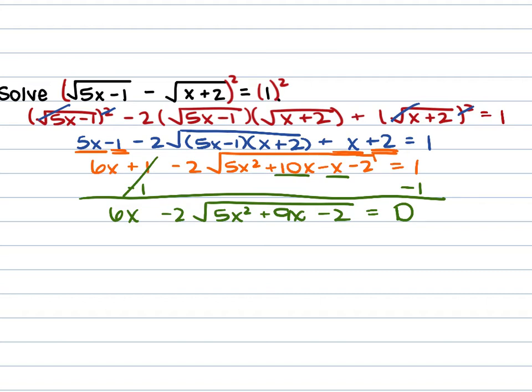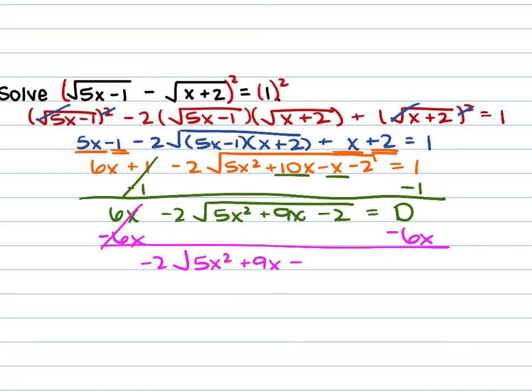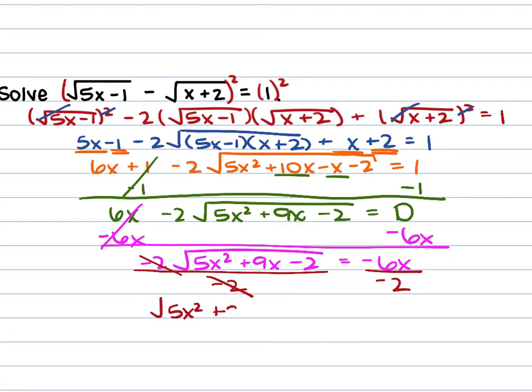From here, you want to move that 6x over, so we're going to subtract it from each side. This leaves us with negative 2 square root 5x squared plus 9x minus 2 is equal to negative 6x. From here, you want to divide each side by that negative 2 in order to, again, isolate that radical. So we have the square root of 5x squared plus 9x minus 2 is equal to 3x.